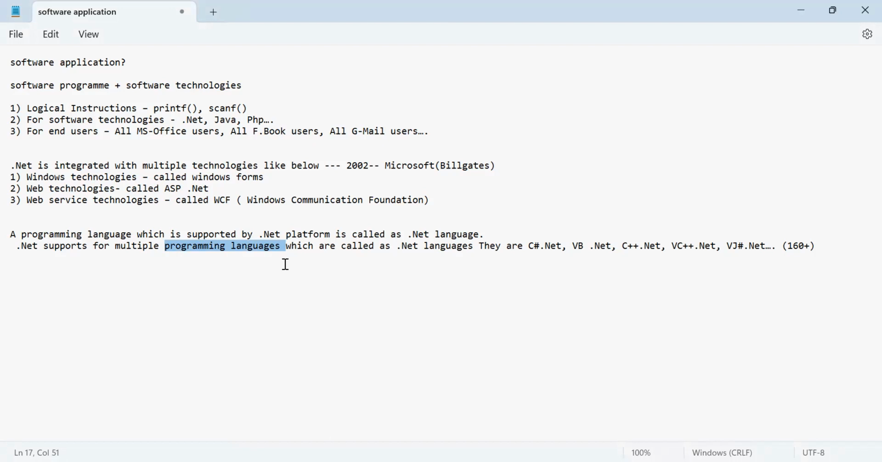We know that C sharp is the ultimate one, but VB.NET is very well used exclusively to build web forms and Windows applications. If some larger project has both a Windows application and a web application, they have VB.NET usage in that project also. Visual Basic and C++: now see, these both are combined. A technology and a software program have combined.